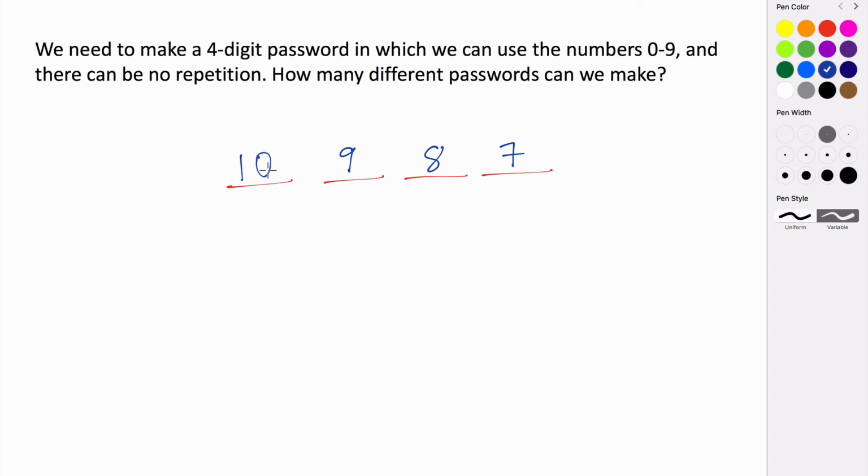Now, what do we do with these numbers? Well, this is kind of like the multiplication property that tells us we have 10 choices, then we have 9 choices, 8 choices, and 7 choices. So that means we're going to multiply all of these numbers. So you're going to go and multiply all of these together. And when you do that, you end up with 5,040. So we have 5,040 different passwords that we could make if we were allowed to only use the numbers 0 through 9, and our numbers were not allowed to repeat. So there would be 5,040 possible 4-digit passwords.